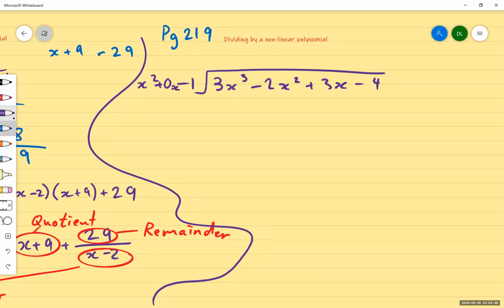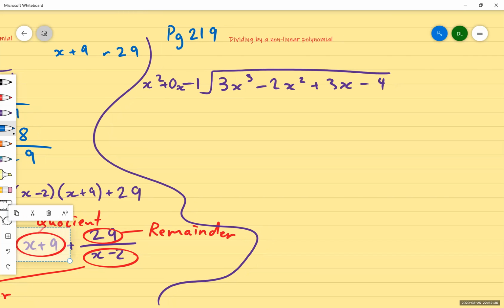So the first thing I'm looking at is, how many times does x squared have to multiply to get to 3x cubed? Well, the answer is 3x. So I write 3x, and x squared times 3x gives me 3x cubed. And then the question is, what's 0x times 3x? Well, it's just going to be 0. So I write plus 0x squared just to make life easier. And negative 1 times 3x gives me minus 3x.